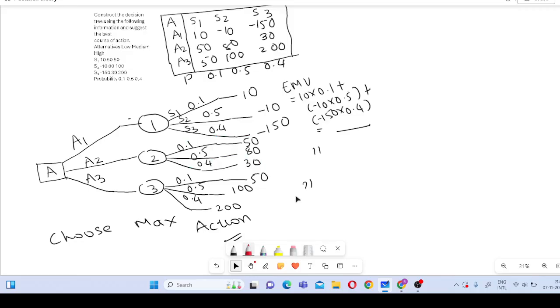And how are we going to choose the best decision? Choose the action where you are getting the maximum EMV. For example, if here we are getting 10, here we are getting 15, and here we are getting some 12. So, what is the maximum EMV? 15. So A2 will be chosen. A2 will be the best decision. This is just, I have assumed the value.